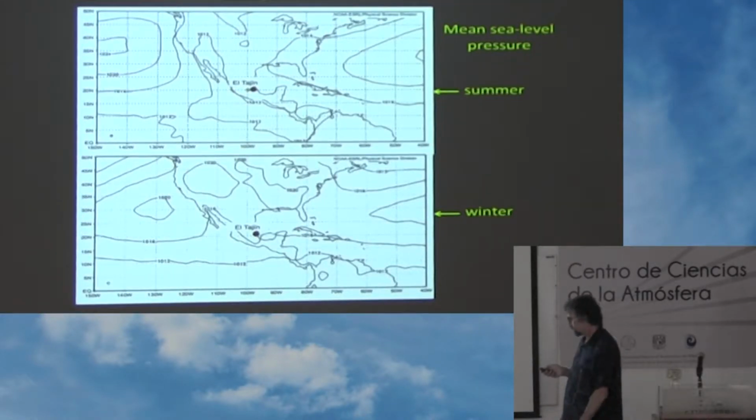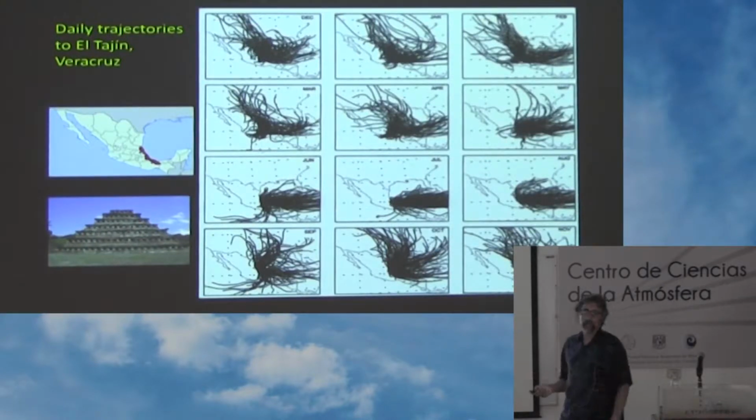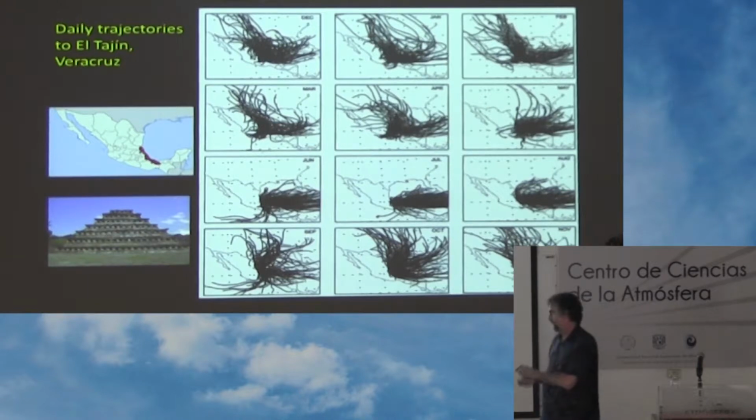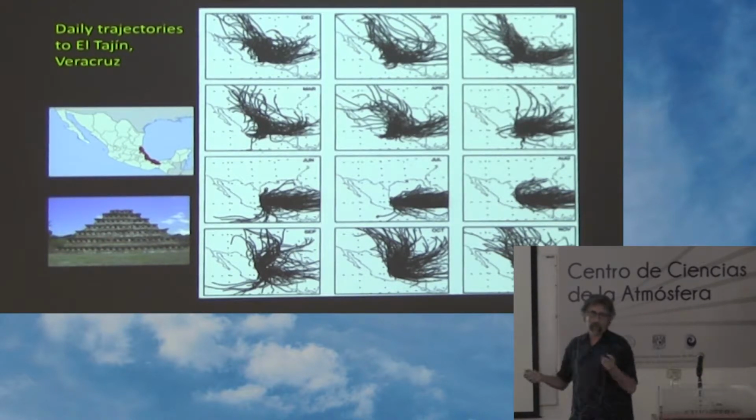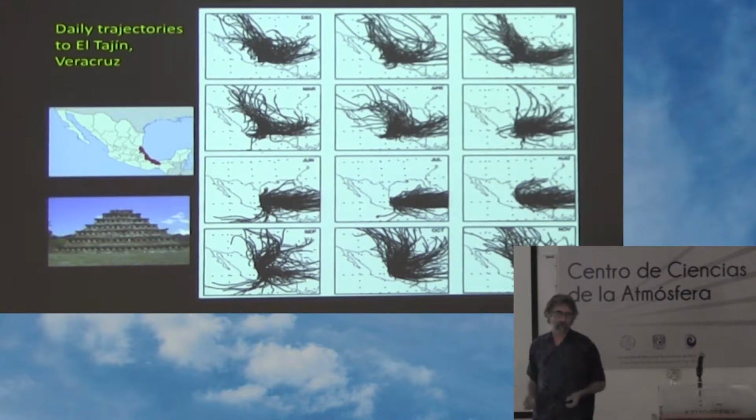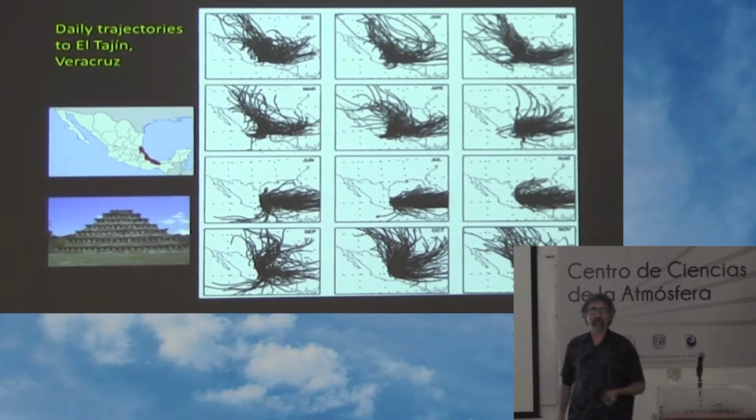Okay, so something like this we call trajectory climatology, and it's very good to answer basic questions about atmospheric transport. For example, there's corrosion on this beautiful pyramid due to air pollution. Where's the air pollution coming from? Well, maybe people might think, oh, Mexico City, because Mexico City has all the pollution sources. But no, the air never goes from Mexico City to there, and the trajectories show that very clearly. Okay.